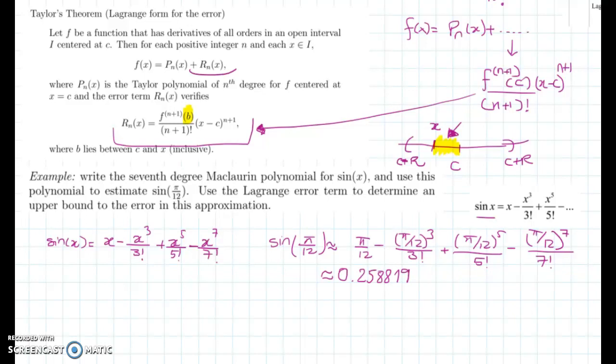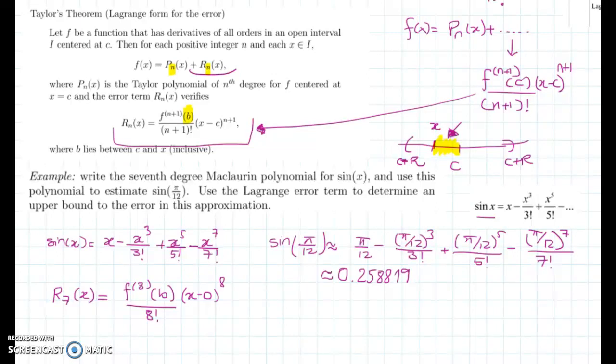Let me write here. Note the notation on the statement of the theorem: when we are talking about the polynomial of degree n, we also call the error term of degree n, even though we use the index n plus 1 when we write it down. So here we have R7 of x is going to be the 8th derivative of the function evaluated at some value b over 8 factorial, and then x minus 0, in this case, to the power of 8.